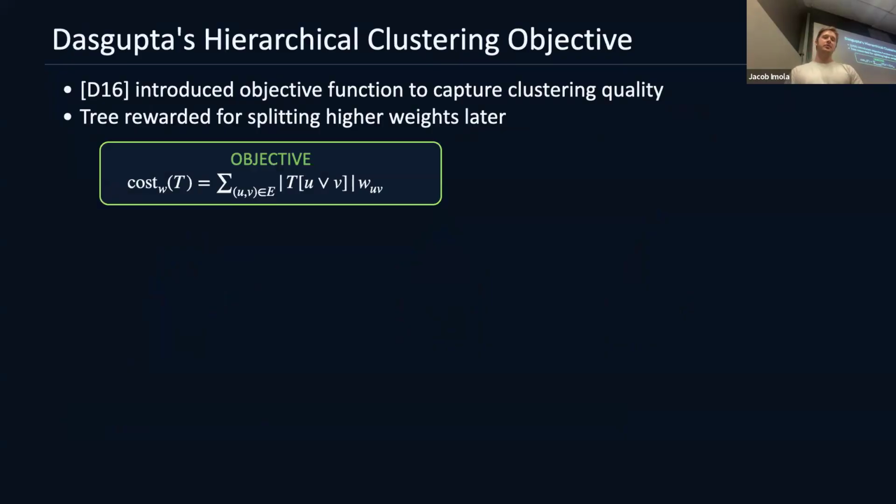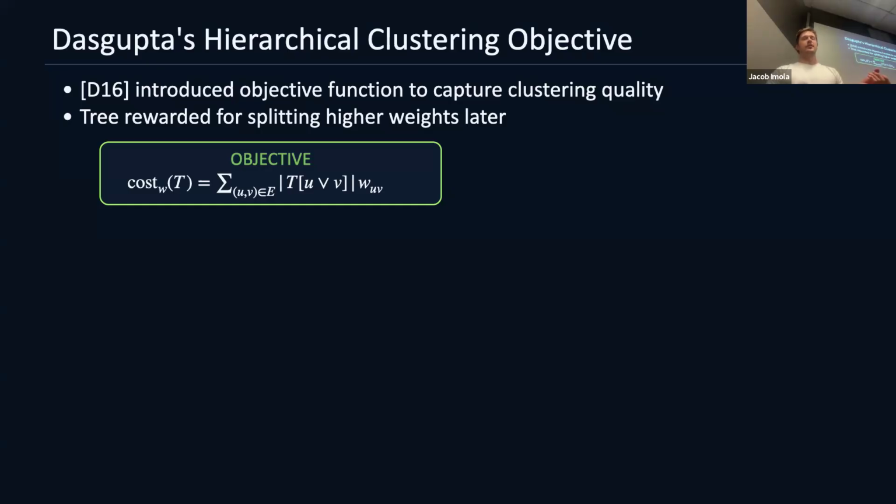So there's a really nice paper by Dasgupta where he made this problem quantitative: which tree should I prefer? We do this with a cost function, and the cost function does exactly what we did in the last slide. It rewards a tree for splitting higher weight edges later. It measures the cost of a tree by summing over all the edges, and you take the weight of that edge and multiply it by the height in the tree, where it's not quite the height.